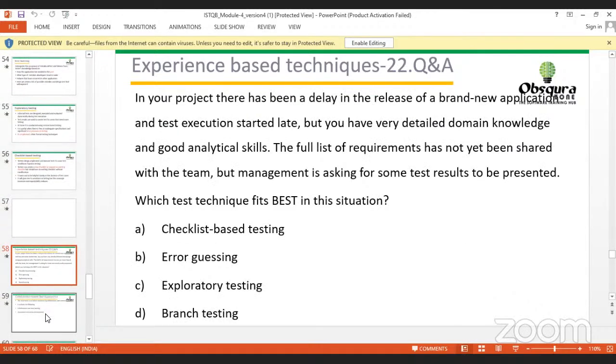Now the next question. In your project, there has been a delay in the release of a brand new application and the test execution started late. But you have very detailed domain knowledge and good analytical skills. The full list of requirements has not yet been shared with the team, but management is asking for some test results to be presented. Which is the best test technique that you will use in this situation?